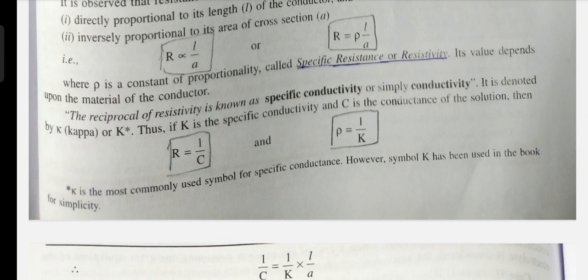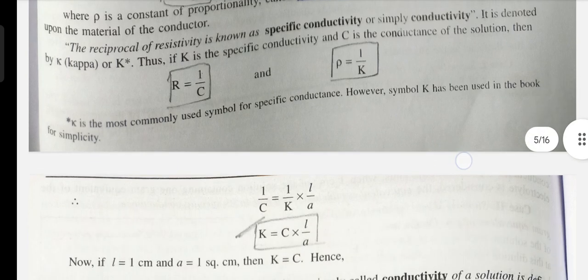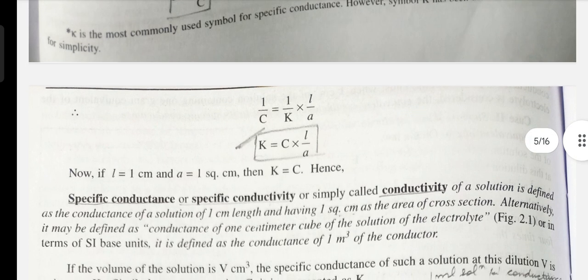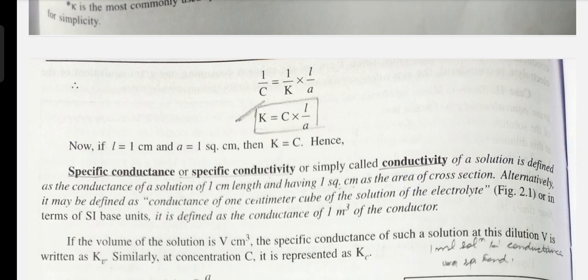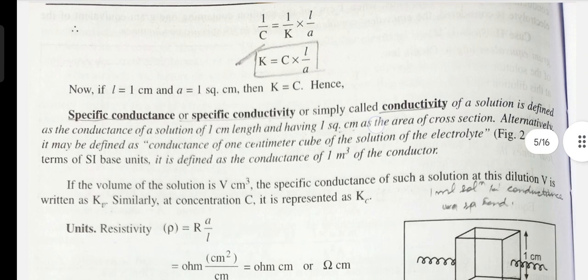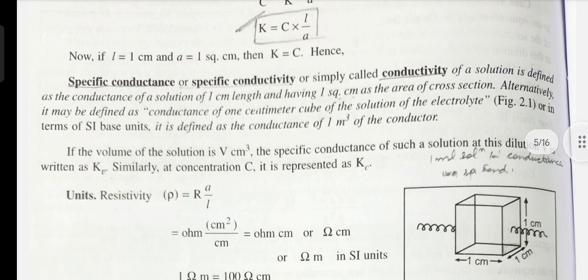The reciprocal of resistivity is known as specific conductivity, or simply conductivity, and is denoted by kappa. Kappa is the specific conductivity and C is the conductance of the solution. Then R is equal to 1 by C, and rho is equal to 1 by kappa. So kappa is equal to C cross L by A. Specific conductance or specific conductivity, or simply conductivity of a solution, is defined as the conductance of a solution of 1 cm length and having 1 square centimeter as the area of cross section.